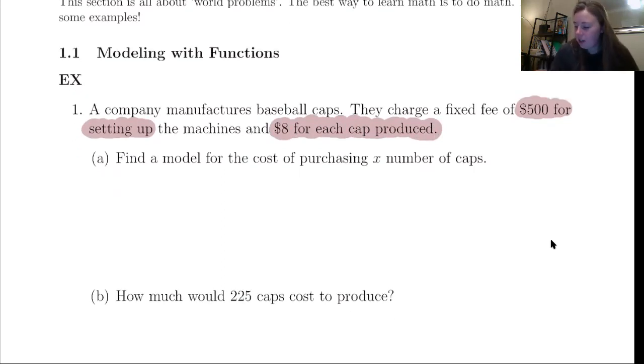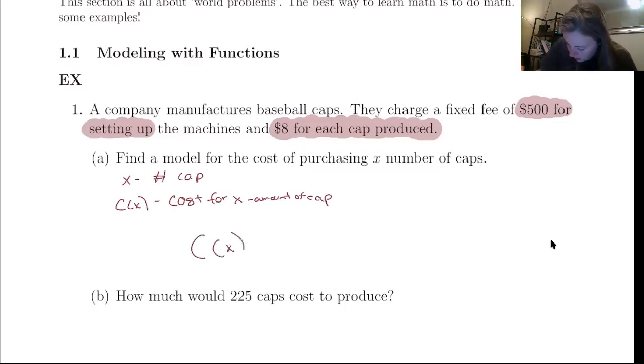So we're going to find a model for the cost of purchasing x number of caps. So x will represent the number of caps, and let's call C of x the cost for x caps, right? We're not looking at profit or revenue or whatever, we're just looking at cost. So no matter how many caps I make, I know I'm going to pay that 500. It's sometimes nice to make these little charts.